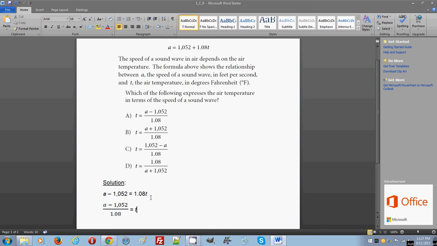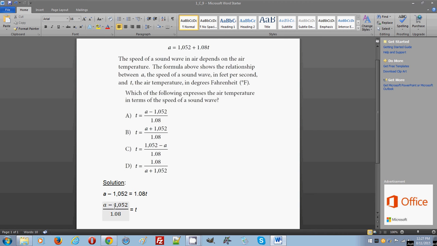So now that we're ready, we're not going to subtract 1.08, because t is attached to it in a product. So we must divide both sides now by 1.08. As a result, t is equal to a minus 1052, and this difference must be divided by 1.08. So this expresses the air temperature in degrees Fahrenheit in terms of the speed of a sound wave, which is a. And of course all these numbers must be there because t cannot just equal a. So this is the equation that you derive.